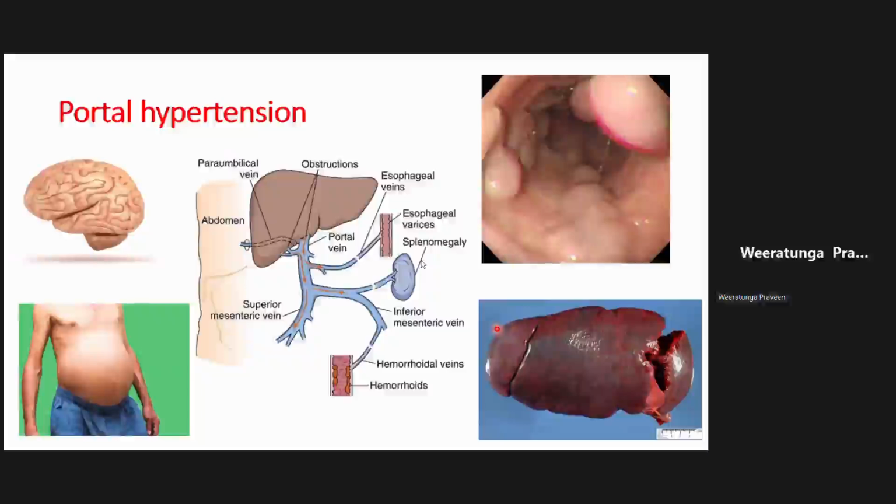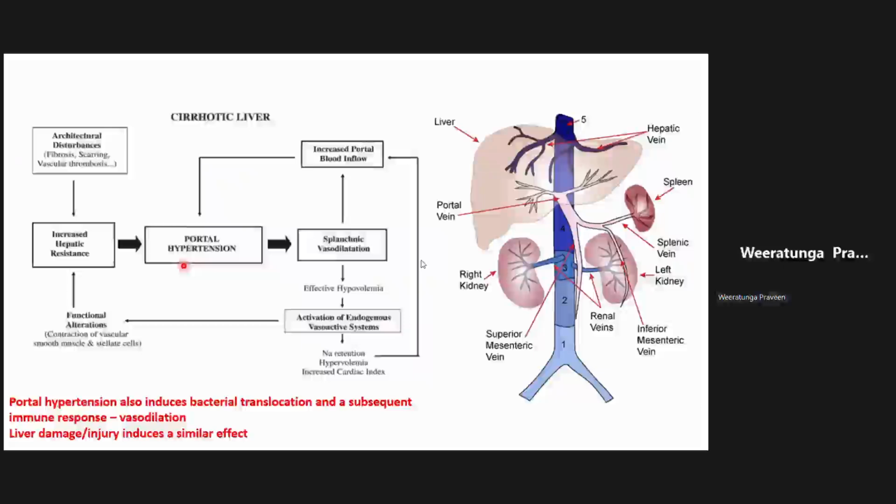Right. So there is opening up of this portosystemic anastomosis, and then you get various complications because of that, right? Like varices, splenomegaly, ascites, and hepatic encephalopathy, right? Hepatic encephalopathy specifically because the portosystemic anastomoses that are opened up carry ammonia directly to the systemic circulation.